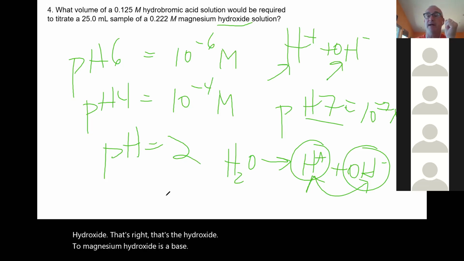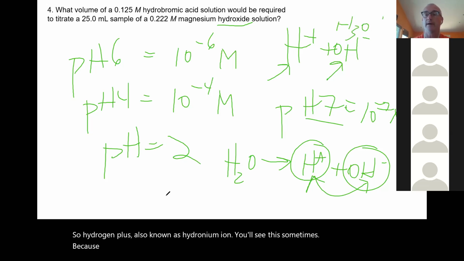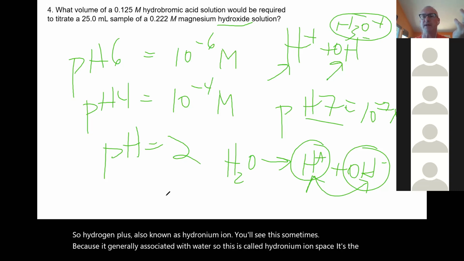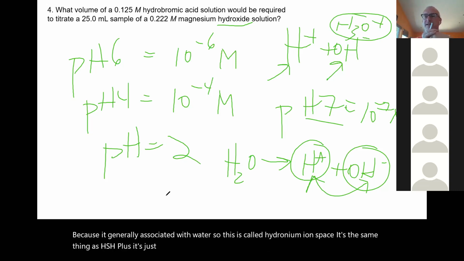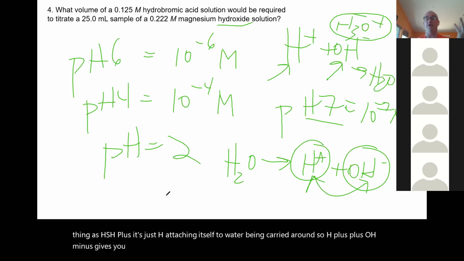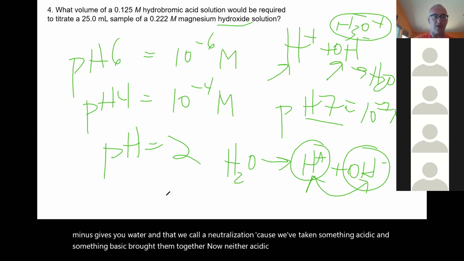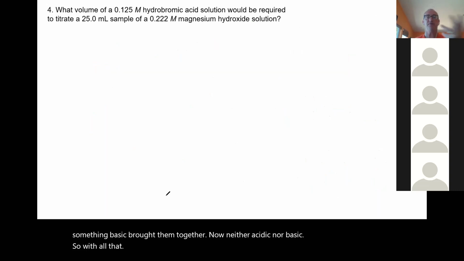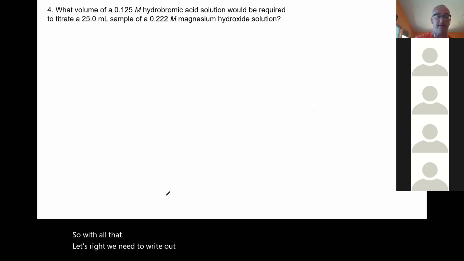So hydrogen plus, also known as hydronium ion, and you'll see this sometimes because it generally associates with water. So this is called hydronium ion. It's the same thing as H plus. It's just H attaching itself to water being carried around. So H plus OH minus gives you water. And that we call neutralization, because we've taken something acidic and something basic, brought them together, and now it's neither acidic nor basic.